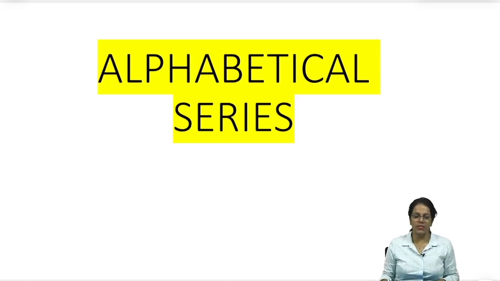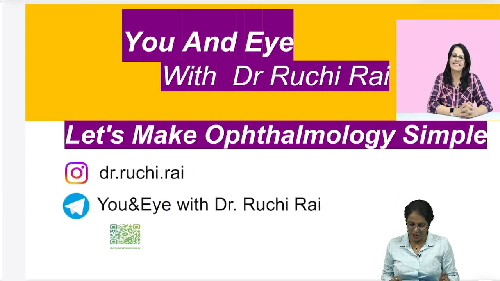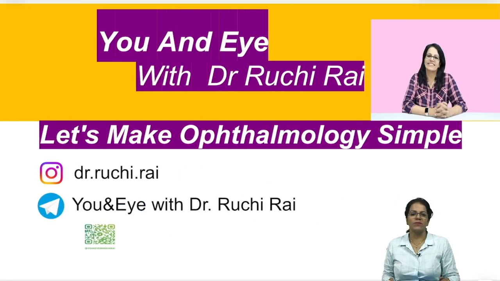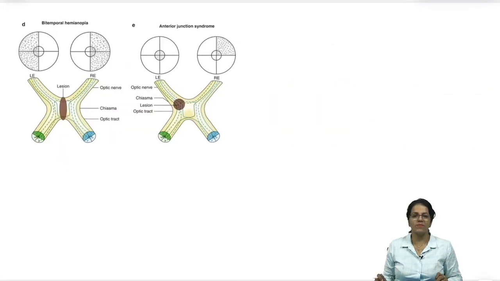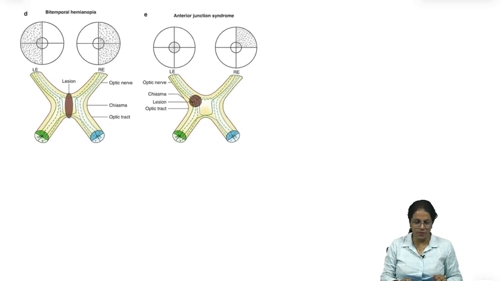So, coming next in the alphabetical series in your favorite channel, you and I with Dr. Ruchi Rai. Which alphabet? This time it's C. What are we going to learn here? A very important, again repeated question of your every exam: chiasmal lesions. Okay. So, let's have a look very quickly and revise chiasmal lesions.